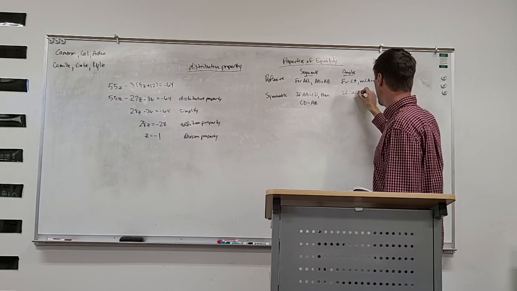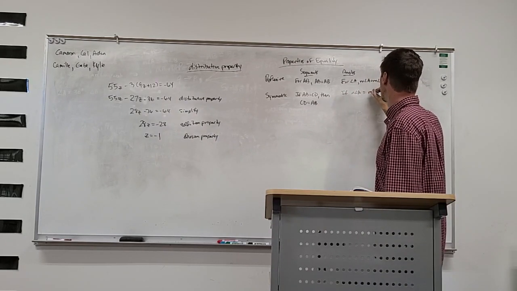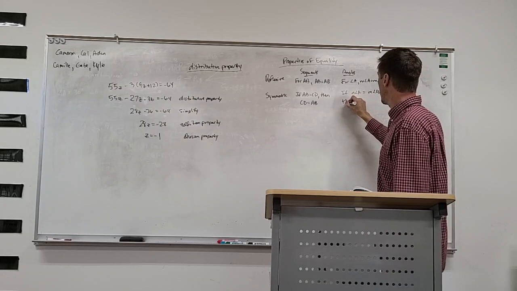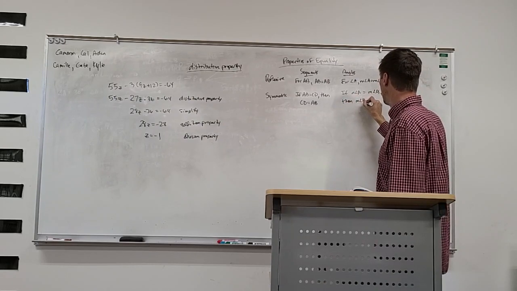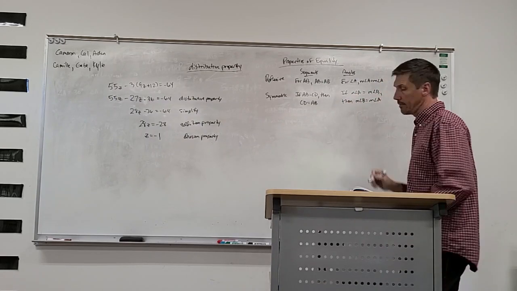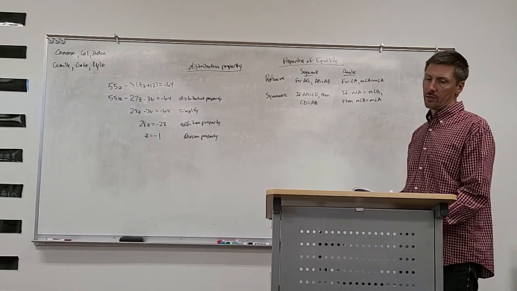If the measure of angle A equals the measure of angle B, then we can flip it around and say then the measure of angle B equals the measure of angle A, right? So we can write those in any order.